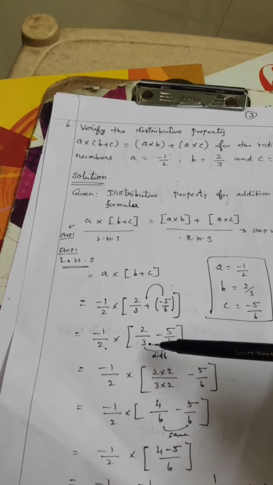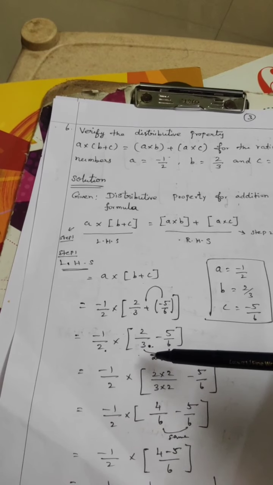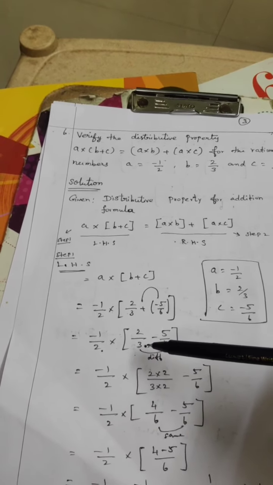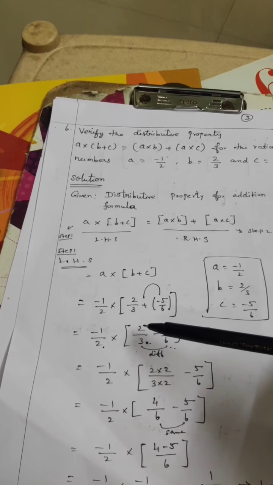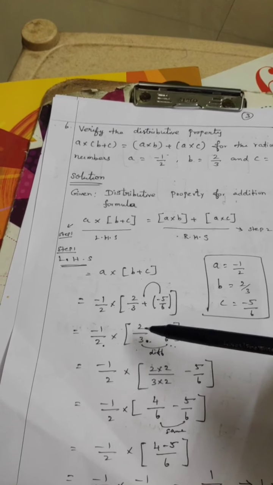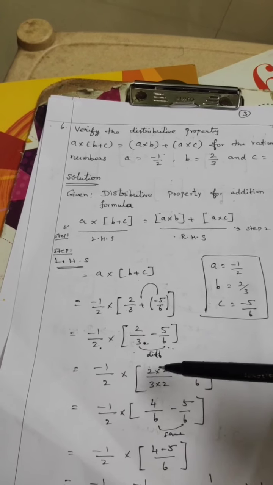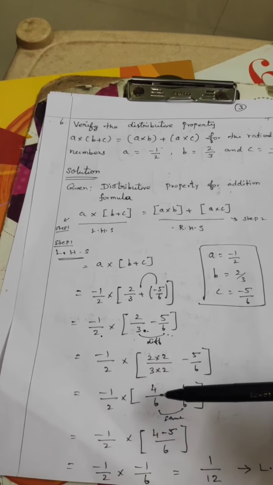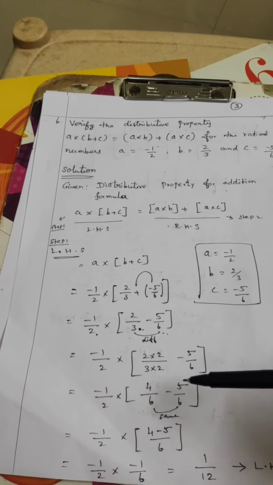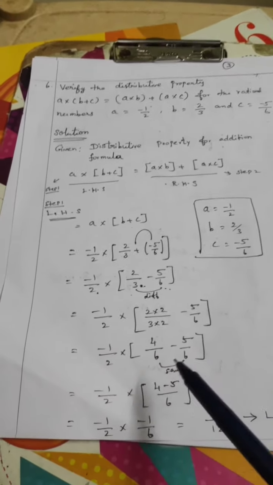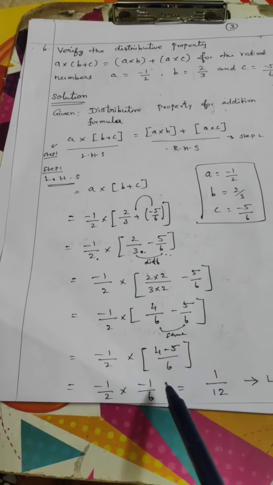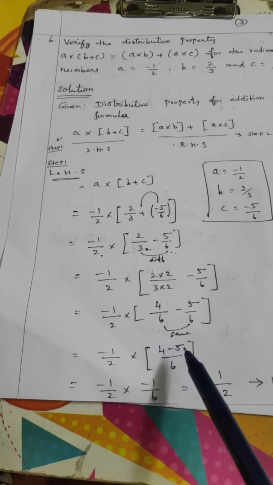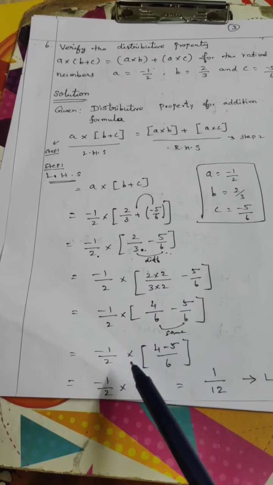Now the bracket work you do first. 3 and 6 are different, so take the table of 3 to come to 6. 3 twos are 6, so multiply the denominator by 2, and the numerator also by 2. 2 twos are 4, 3 twos are 6, so 4/6, and minus 5/6. Now both numbers have the same denominator, so write it one time. First number is 4, second number is minus 5, and minus 1/2 into.